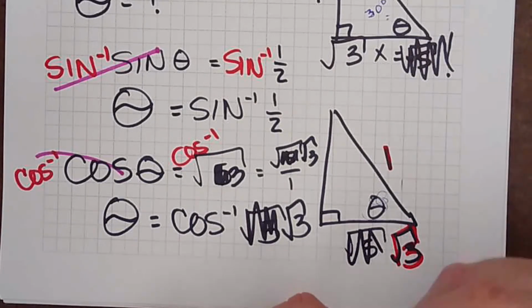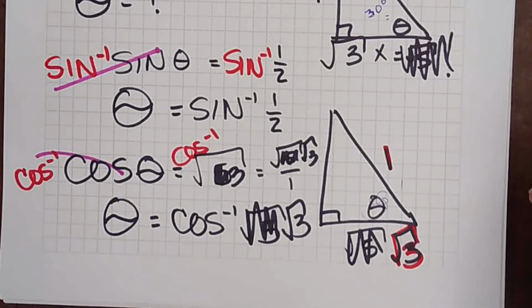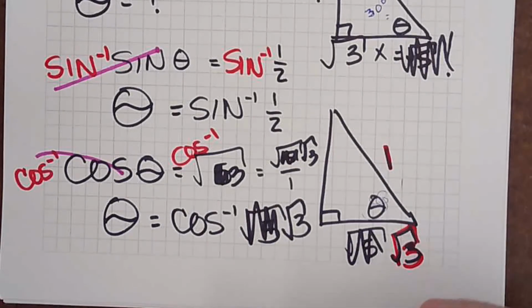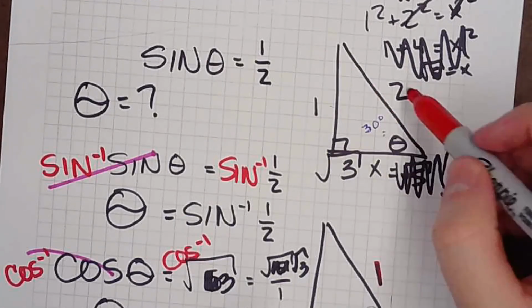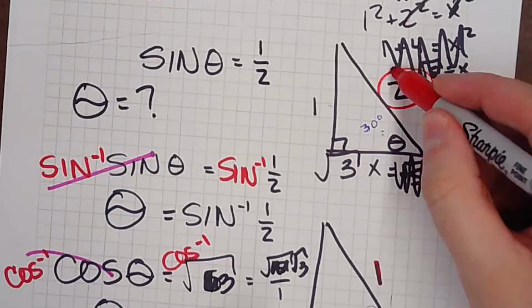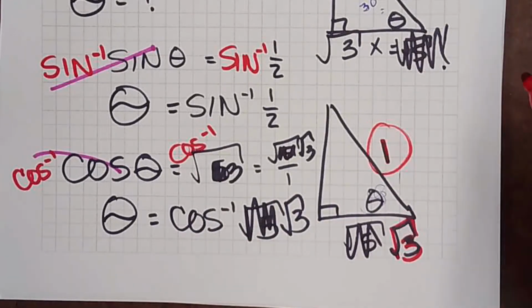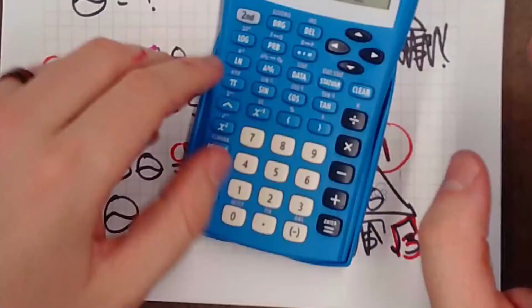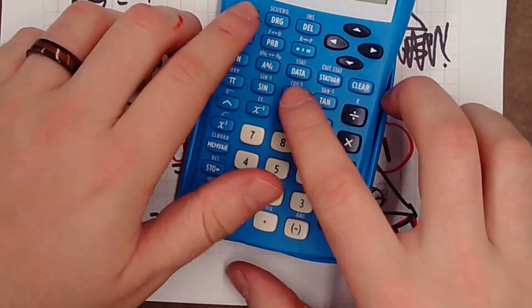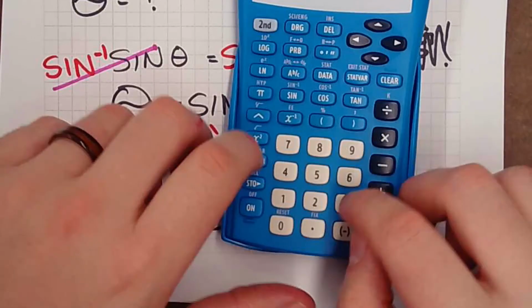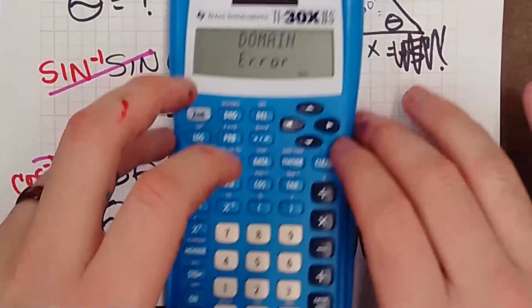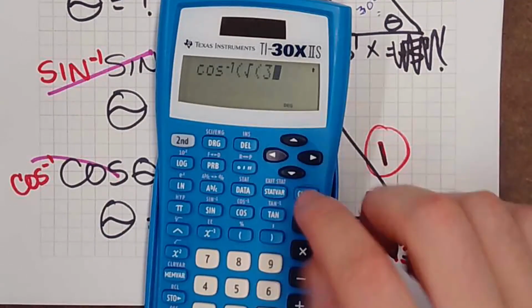Are you confused? Because you should be. You're thinking there's some association here. But again, the 2 is the hypotenuse, and now the 1 is the hypotenuse. So it was a different triangle. Completely different triangle. So there's no way to do it. In fact, if you were to plug this into your calculator, whoops, sorry, not sine, cosine of root 3, you'd also get a domain error. This triangle is not possible.